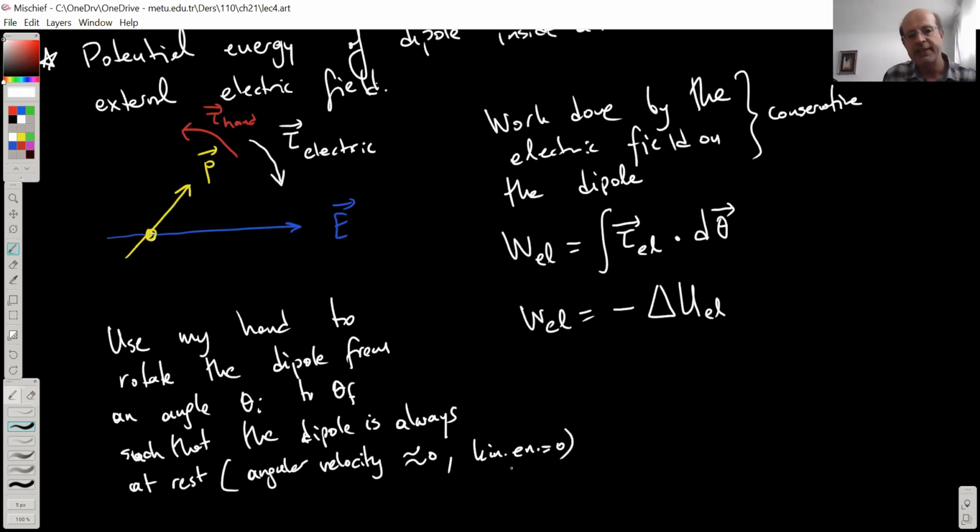All right, so in that case, what I need to do is to apply a torque by my hand, which is almost equal to the magnitude of the electric torque, but opposite in direction. Okay.